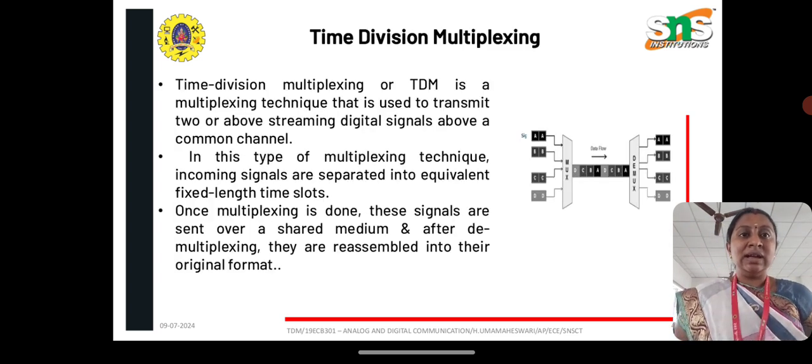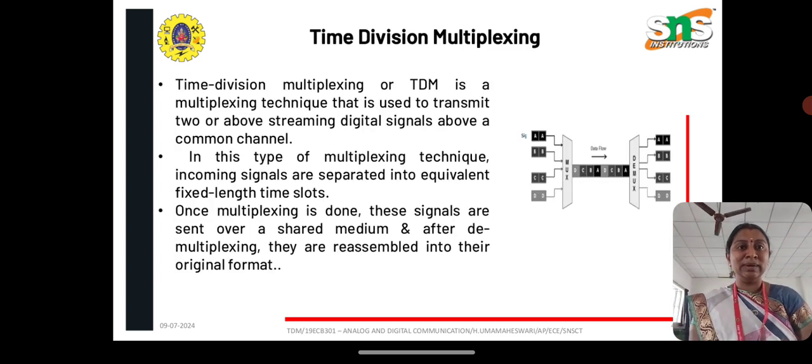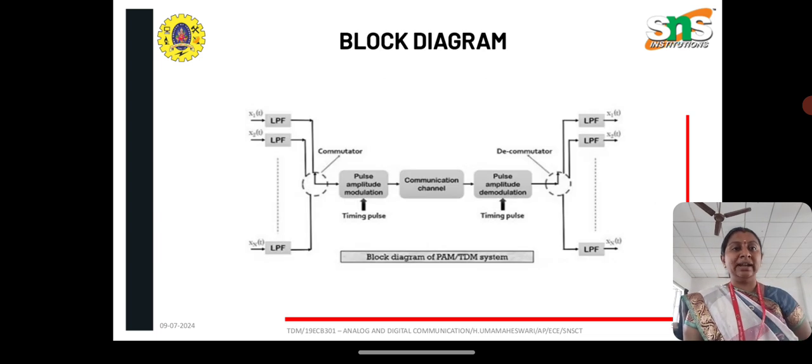Time division multiplexing is a multiplexing technique that is used to transmit 2 or more streaming digital signals over a common channel. In this type of multiplexing technique, incoming signals are separated into equal and fixed length time slots. Once multiplexing is done, these signals are sent over a shared medium, and after demultiplexing, they are reassembled into their original format. This is the block diagram of a time division multiplexer.